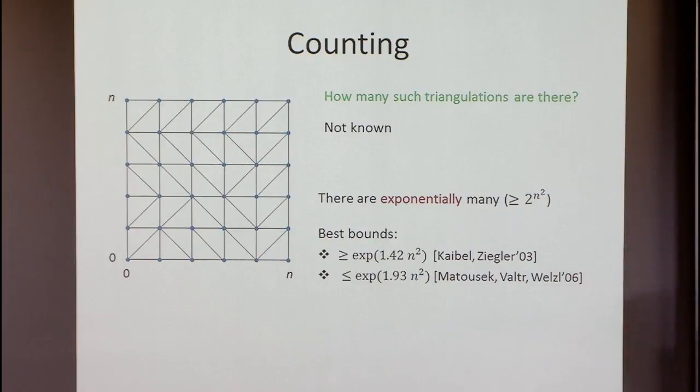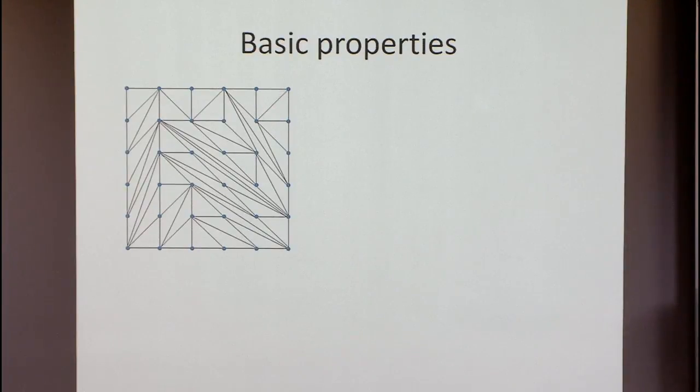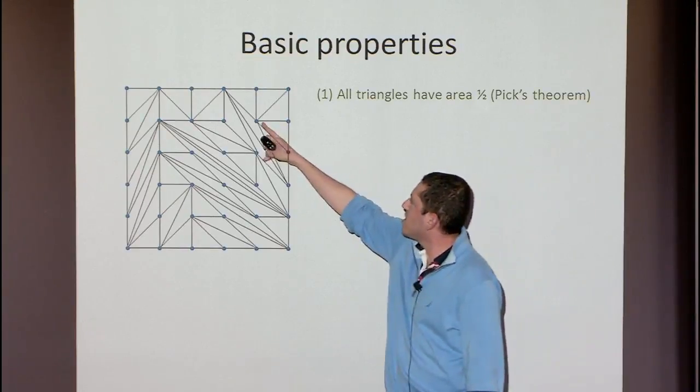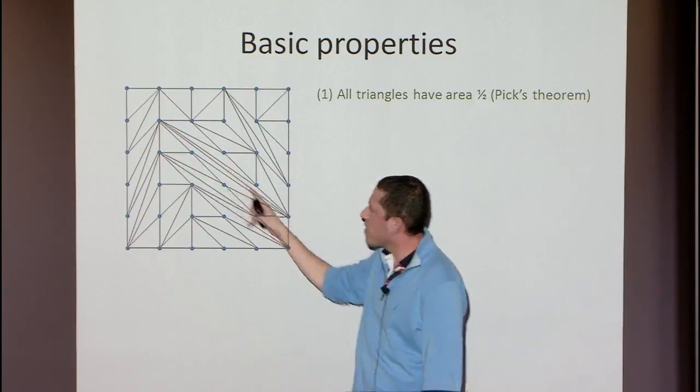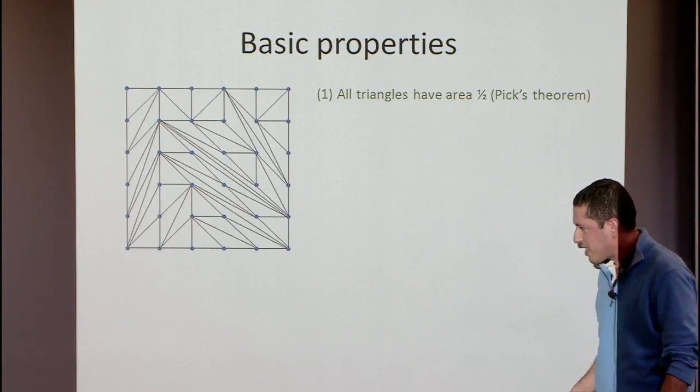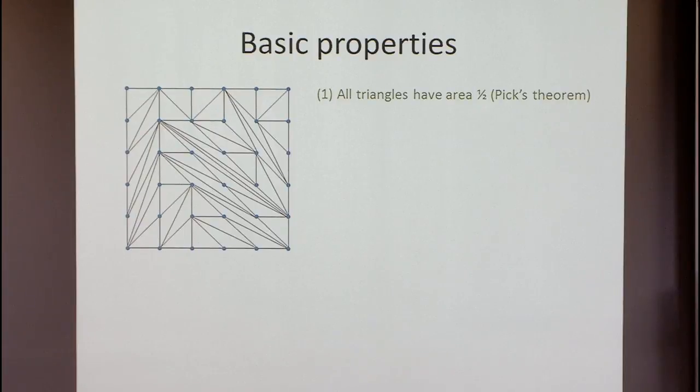So that's about counting. Let me mention some basic properties of these lattice triangulations. If it's the first time you see this object, these properties may sound quite surprising. One property is that no matter which triangulation you take, all triangles have the same area, namely one half. No matter the triangle, it can be this very simple triangle here, or a very long triangle here, they all have the same area one half in any lattice triangulation. This is known as Pick's theorem, a property that says that any triangle whose endpoints are integers and that contains no other lattice point inside the triangle or on its edges has area one half.